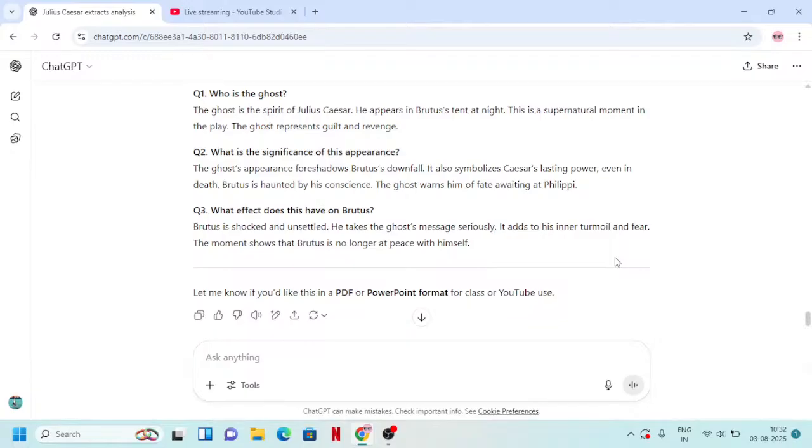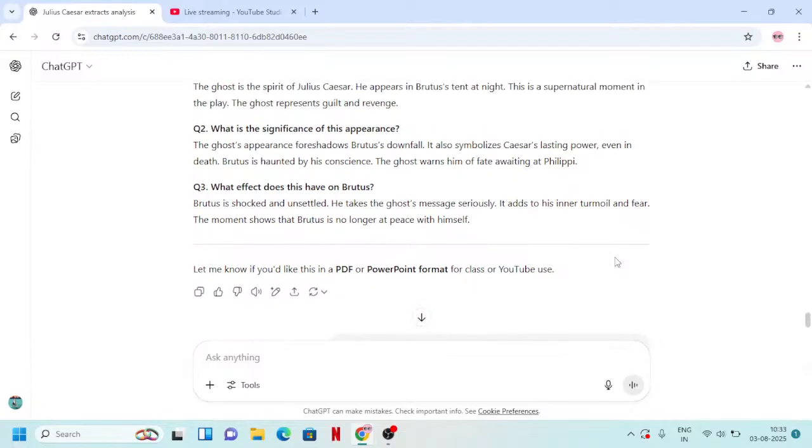The ghost's appearance foreshadows Brutus's downfall, and we can say after that Brutus will fail everywhere and face downfall. It also symbolizes Caesar's lasting power. I mean, Caesar was as powerful as he was living, and after death he has the same power. Even in death, Brutus is haunted by his conscience. The ghost warns him of the fate awaiting at Philippi. It means the failure and the loss will be faced by Brutus at Philippi.